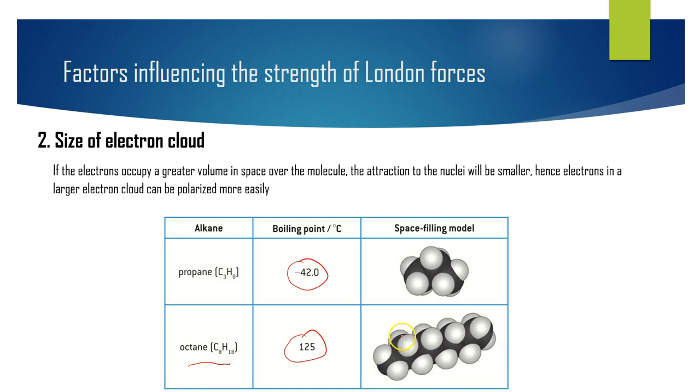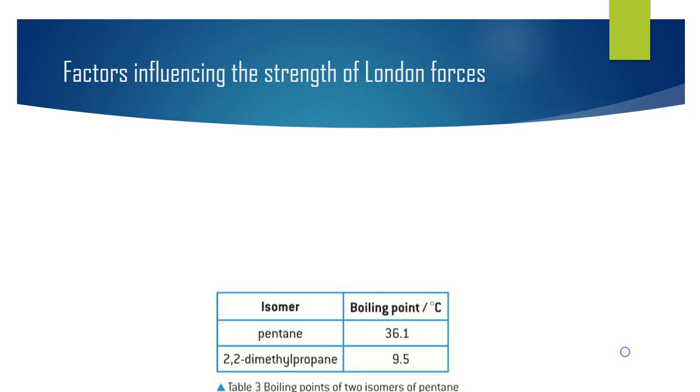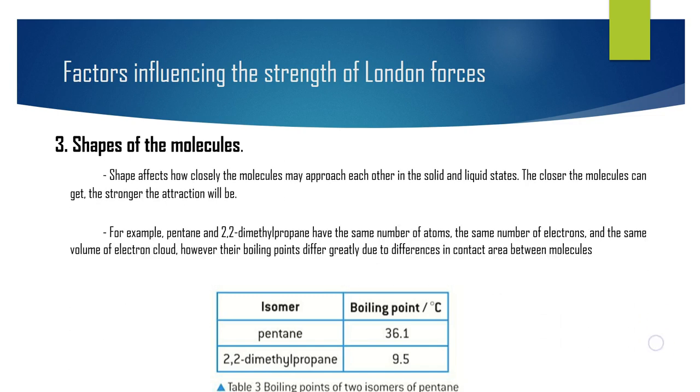That's because we now have this electron cloud distributed over the whole molecule. We've got more electrons and they're over a larger volume. We can polarize that cloud more easily. The more polarization we have, the stronger the attraction between the delta positive and delta negative sides of our molecules. And then of course the shape of the molecule, essentially the shape affects how closely molecules can stack together.